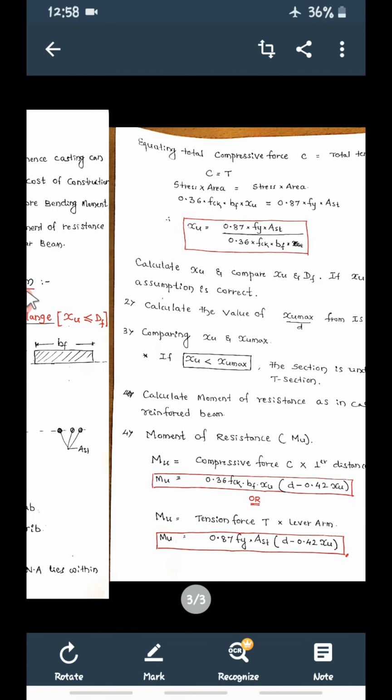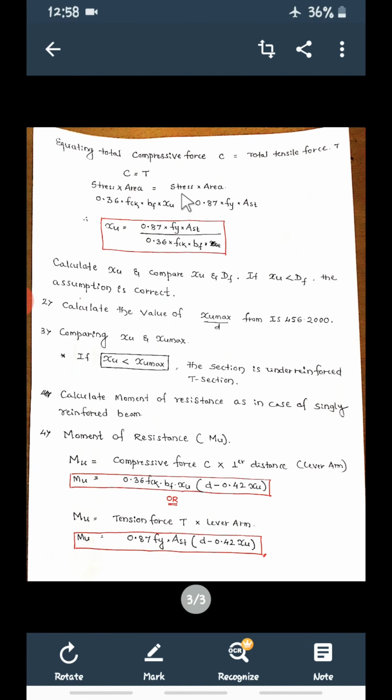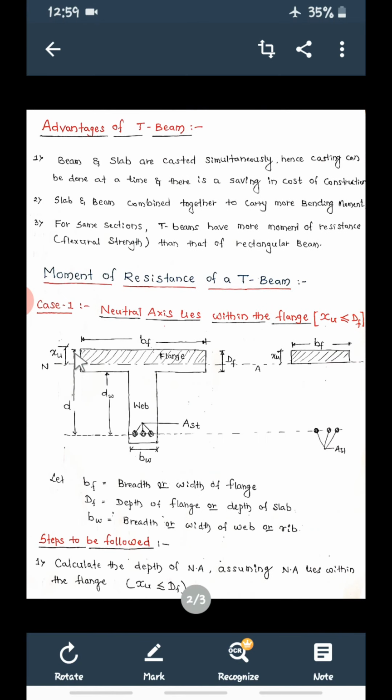So what do we want? We want the neutral axis depth XU. So XU is equal to 0.87 Fy AST divided by 0.36 FCK BF. This will give XU. From this we can calculate the neutral axis depth from the top, this XU.